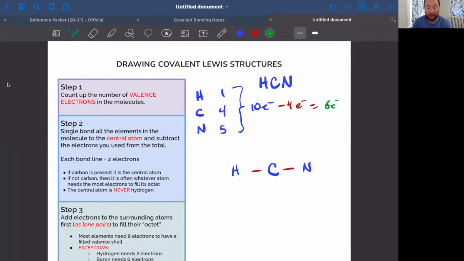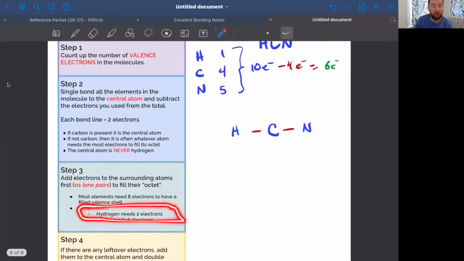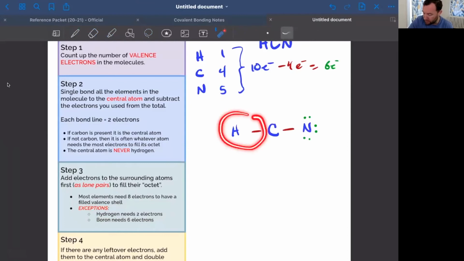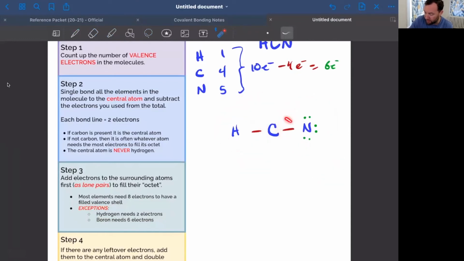Now I'm going to add them to the outside, but don't forget, hydrogen never gets lone pairs. Central atom's never hydrogen, and hydrogen never gets lone pairs because it only needs 2 electrons. So I'm going to put these 6 electrons all on nitrogen to fill nitrogen's octet. So now nitrogen has a filled octet. Hydrogen has 2 electrons, so it's good. And nitrogen has 8 electrons, so it is good. The problem is this carbon only has 4 electrons, so it is not good.